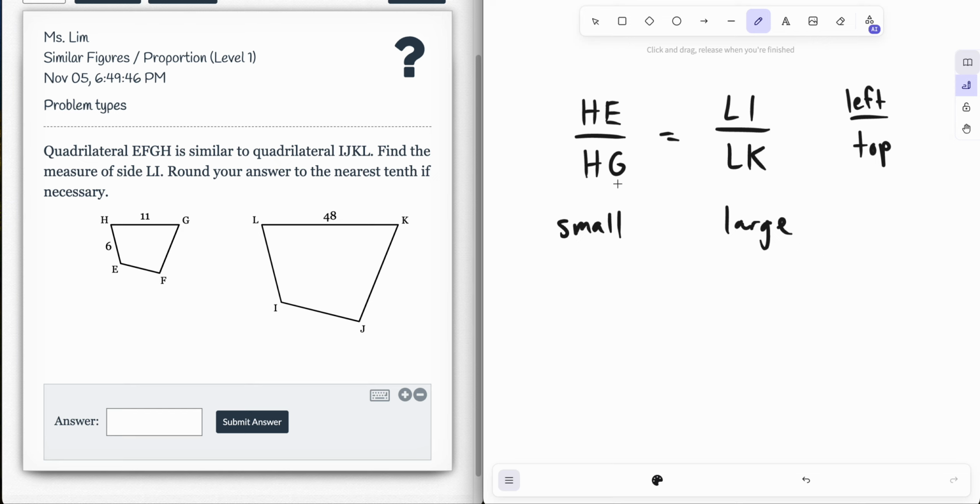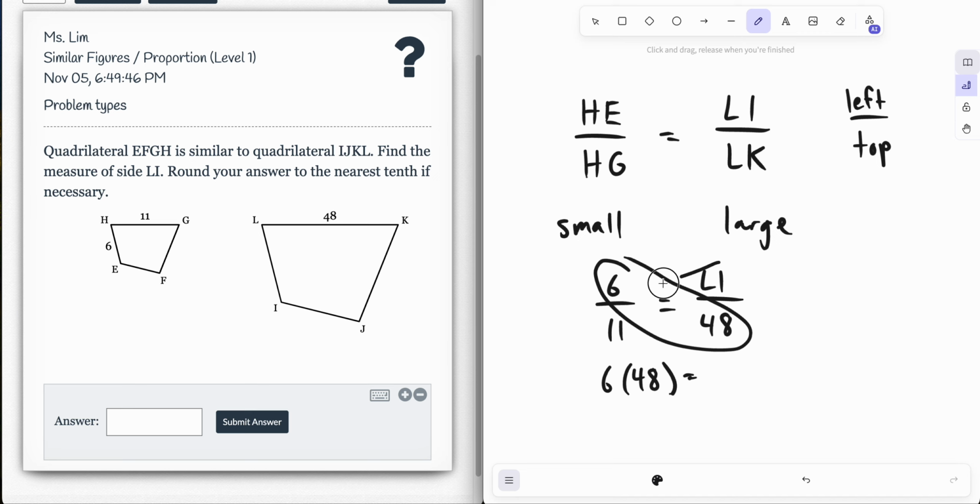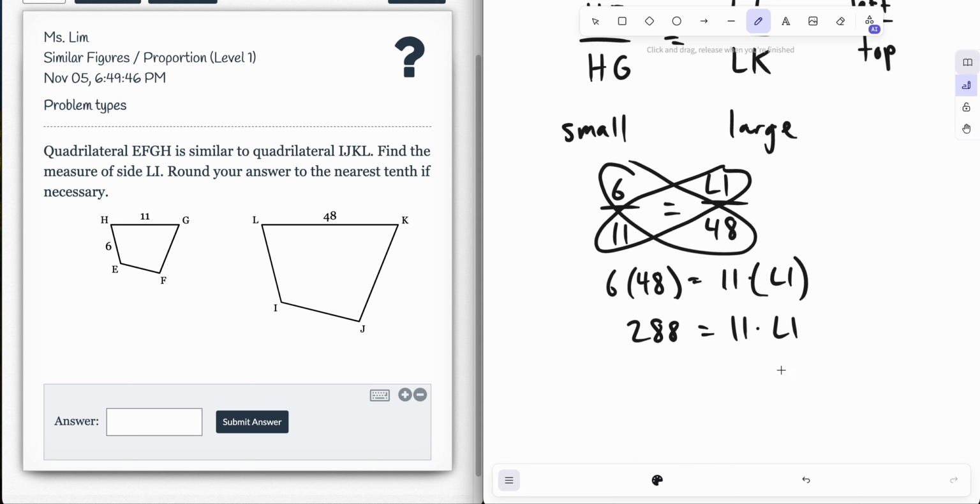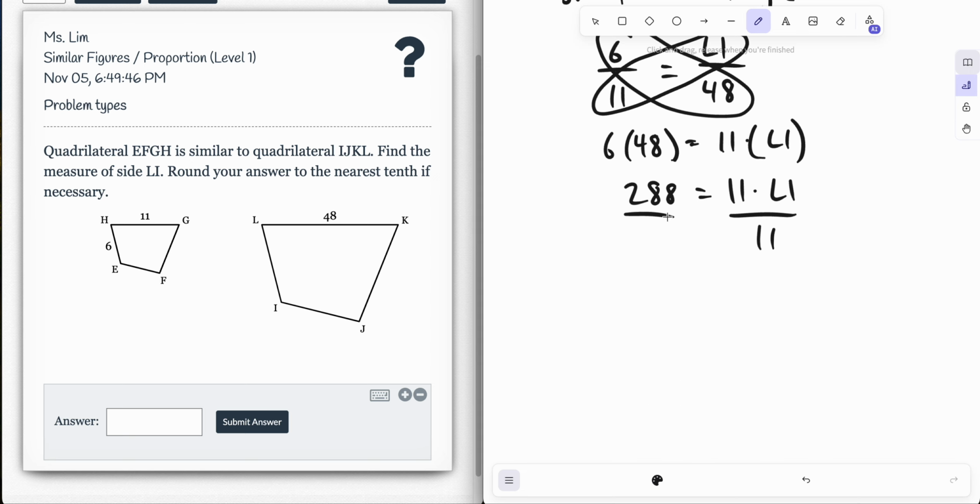Now we can fill in the missing pieces here. HE is 6, HG is 11, LI is LI or X, and then LK is 48. And once again, we can solve this by cross multiplying. 6 times 48 is equal to 11 times LI. And then 6 times 48 is 288. That's equal to 11 times LI. The last step would be to divide by 11, and then we just have to round to the nearest tenth.